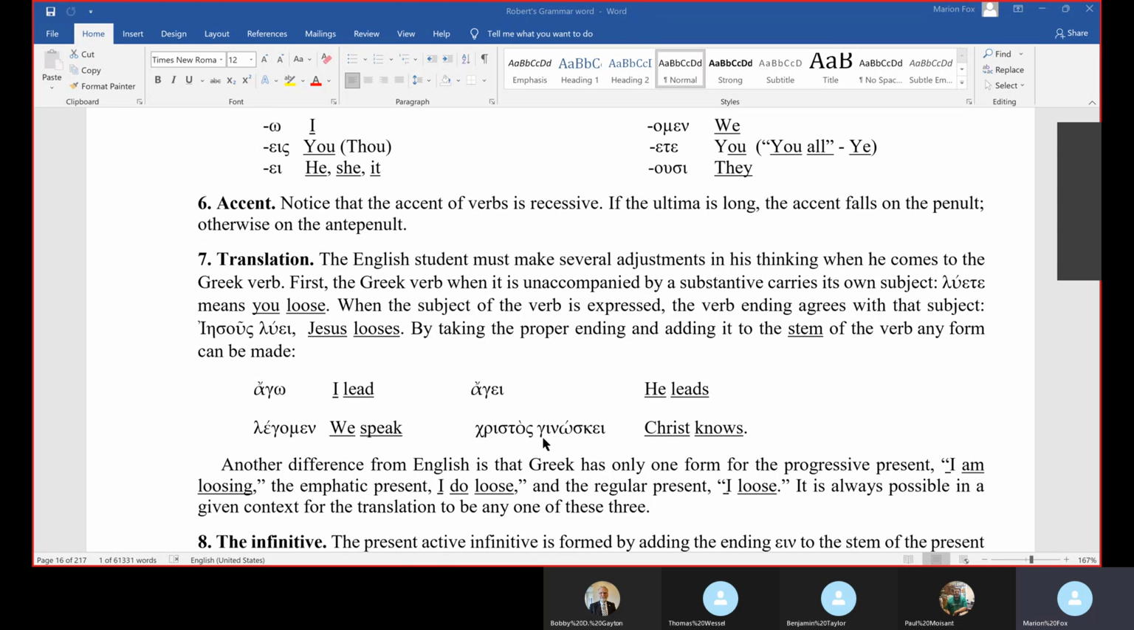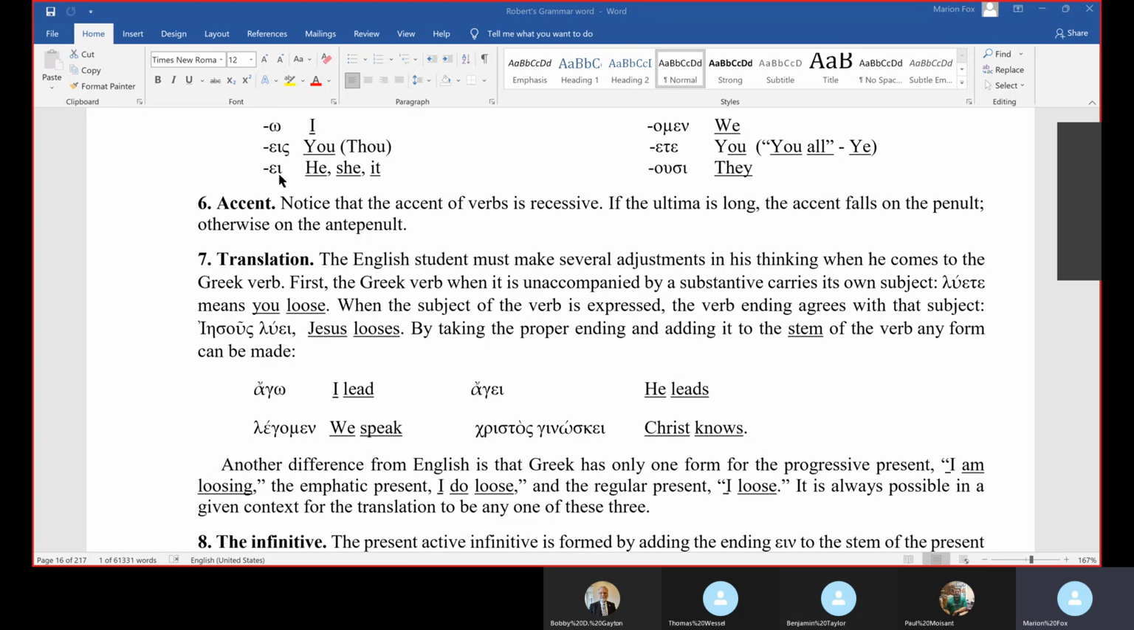Christos ginoskei. That's Christos ginoskei, where my mouse is moving. Notice the accents on the omicron, Christos, ginoskei, raised up a little bit over the omega. So we have Christos, two syllables, two vowels. Ginoskei, the epsilon iota is a diphthong, so it's treated like one syllable. So we have three syllables, and we put the accent on the omega. Now then notice the epsilon iota ending, that goes with what person?